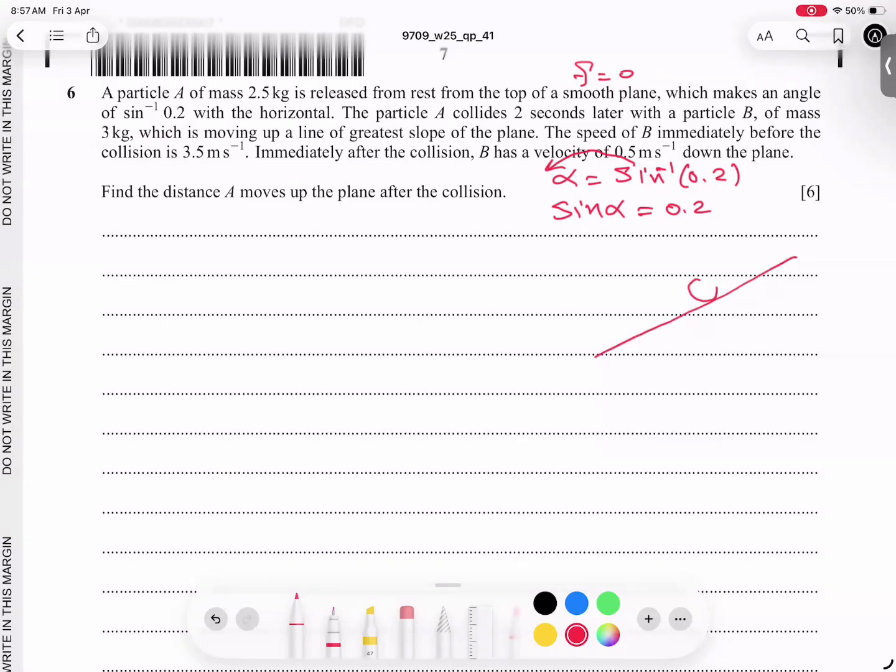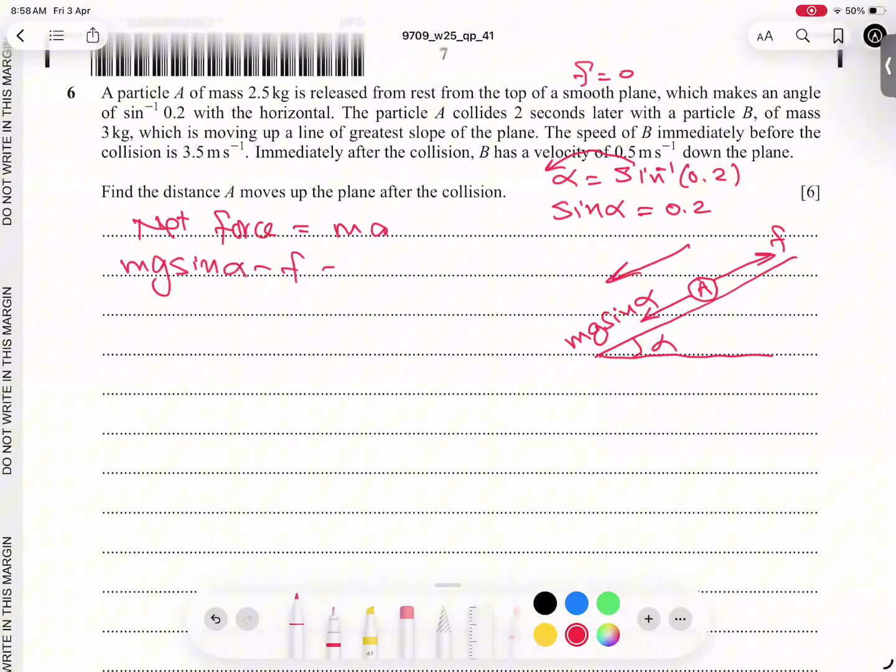If I make it, this is particle A, let's say. What is this? It is mg sin theta, or alpha, because I have taken this angle as alpha. Friction acts backwards. The formula we normally use is net force equals ma, because the particle is moving downwards. So this weight component minus friction equals ma. Why am I doing so? Because I'm looking for acceleration.